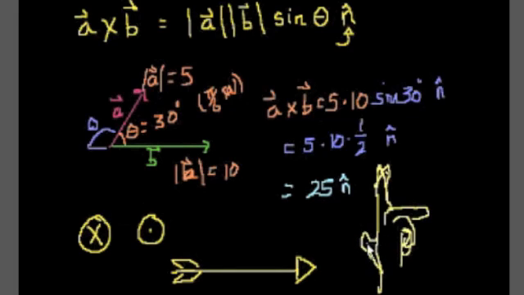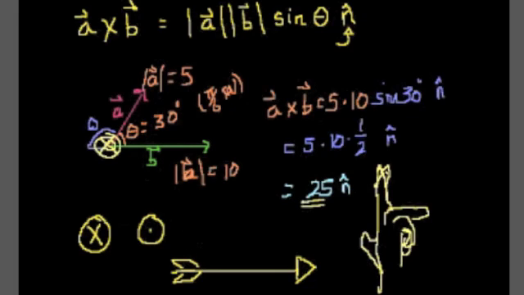So in this case, your thumb is going into the page, right? Your thumb would be going down if you took your right hand into this configuration. So that tells us that the vector n points into the page. So the vector n has magnitude 25, and it points into the page. So we could draw it like that with an x.